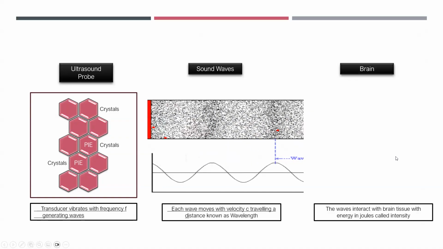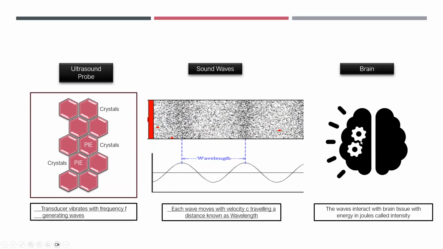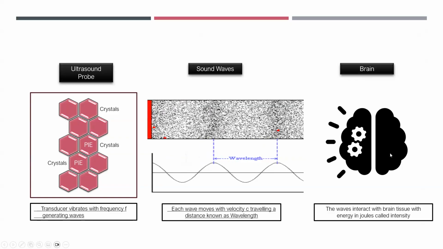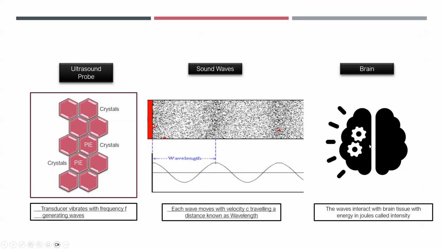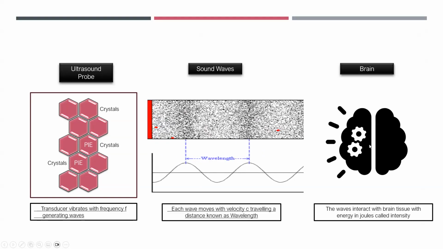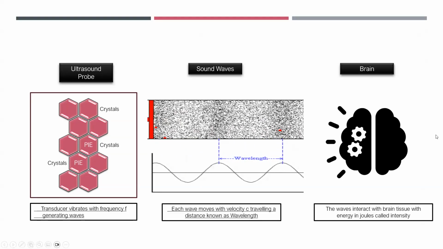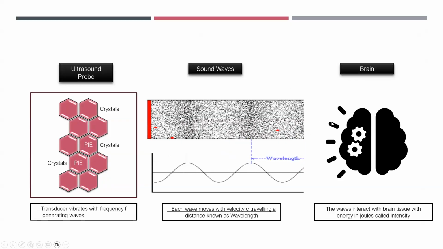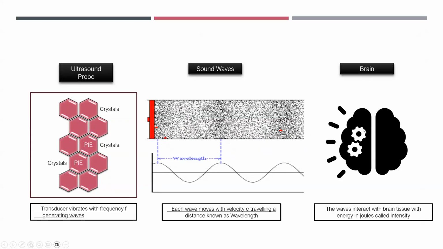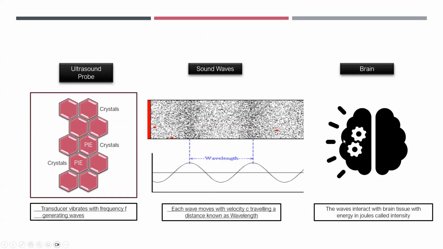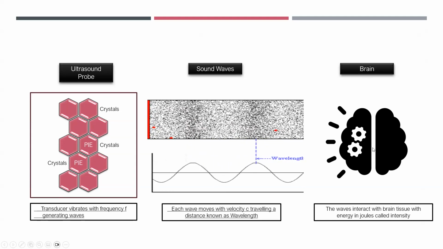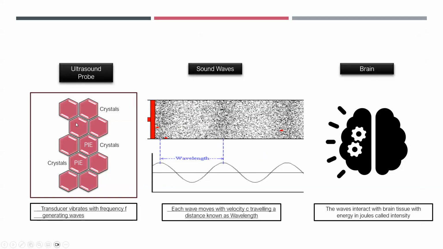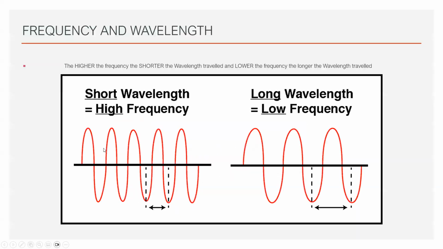But at the end of the day, what we find is that the sound will interact with the brain tissue. And as it interacts with the brain tissue, it will interact with a certain amount of energy, which is called intensity. And depending on the nature of the tissue, some of this sound wave will reflect back, some will get absorbed, some will attenuate because it will interact with tissue much more. And eventually, once it reflects back, it gives you the image that you actually see on your screen.